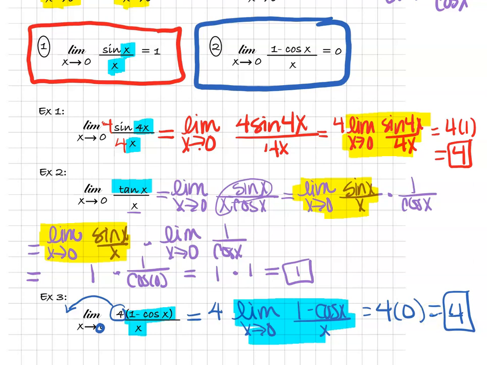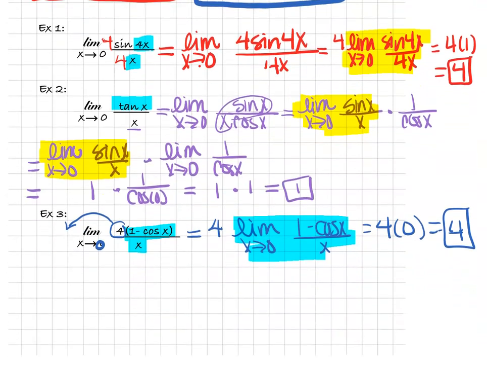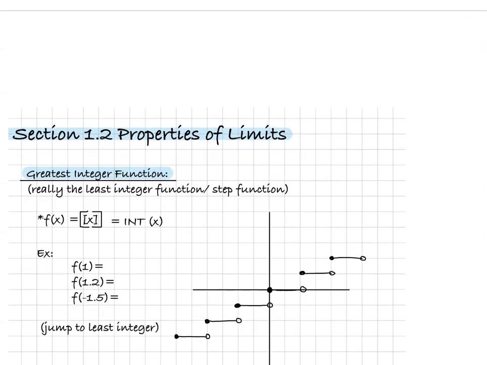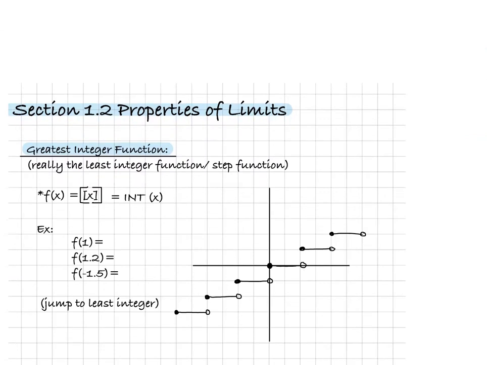Now, a couple more things we want to do to kind of end this lecture, and we're almost done here, is let's remember a function. We don't use it super often, but we do need to address it if we're talking about limits and all the different functions we're going to encounter. And this is called the greatest integer function. And how we understand this, it's really kind of interesting. It really turns out to be the least integer function, or a step function.